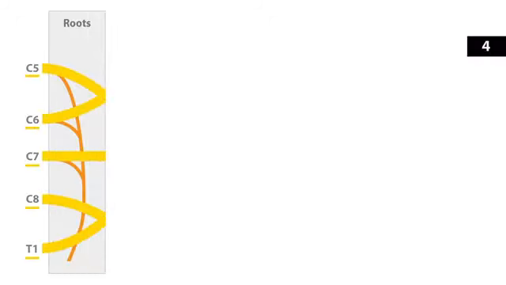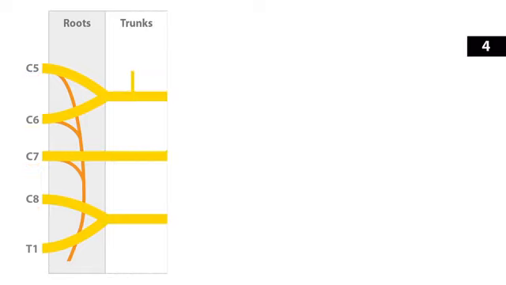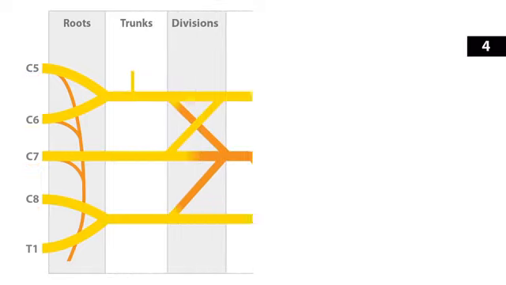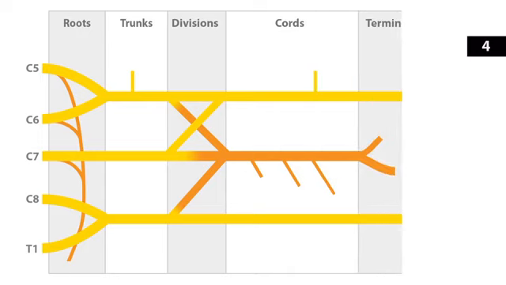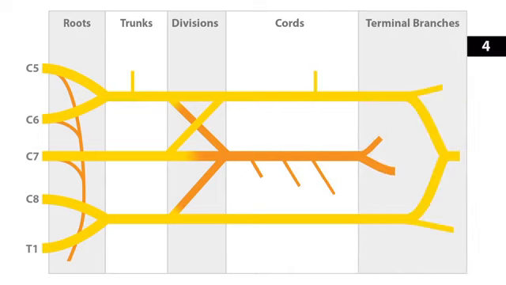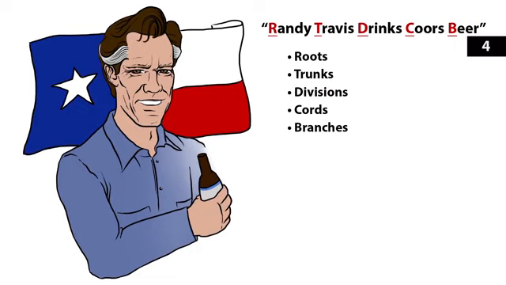The brachial plexus comes from C5, C6, C7, C8, and T1 nerve roots. And then the roots become your trunks, which then become your divisions, and then your cords. And then finally, the terminal branches. There are a few different mnemonics that you can use to remind you of this. The one that we've used around here is Randy Travis drinks Coors beer, and that's going to again go for roots, trunks, divisions, cords, and then branches. But whatever works for you, let's go ahead and take a look at these.